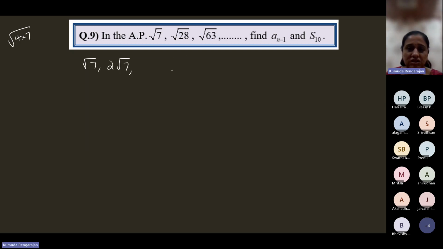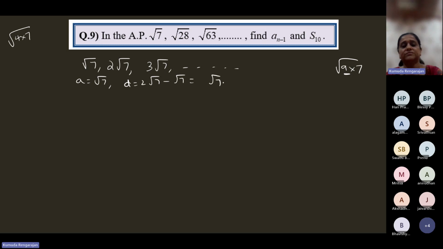And root 63 is root of 9 into 7. So 9 comes out of the square root as 3, giving 3 root 7. So the AP is root 7, 2 root 7, 3 root 7, and goes on like this. The first term is root 7, and the common difference is 2 root 7 minus root 7, which is root 7.